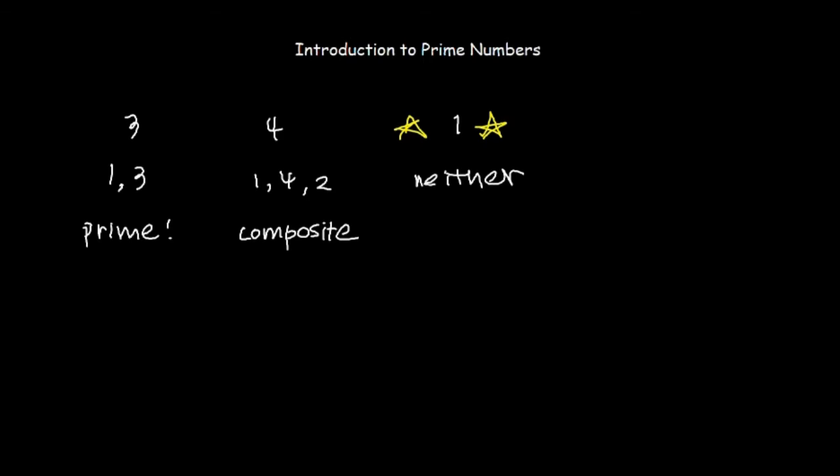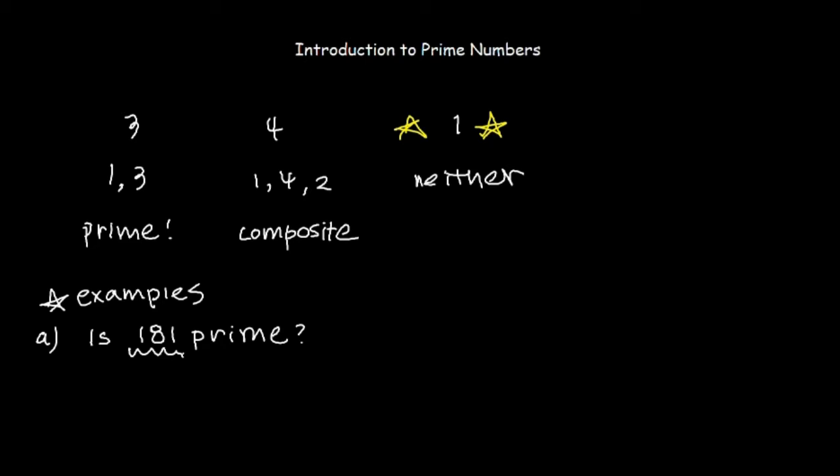All right, so let's look at some more examples about prime numbers. I'll give you some quick examples for us to solve. For example, is 181 prime? Okay, this is not a small number. Some of you may think this is a small number, but you can't actually find all the factors off the top of your head, right?